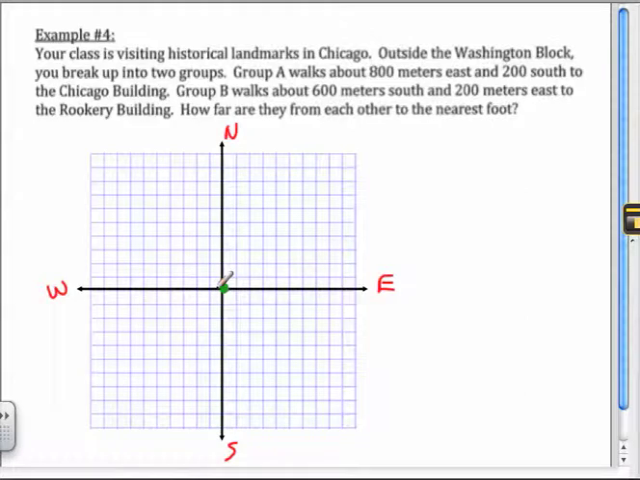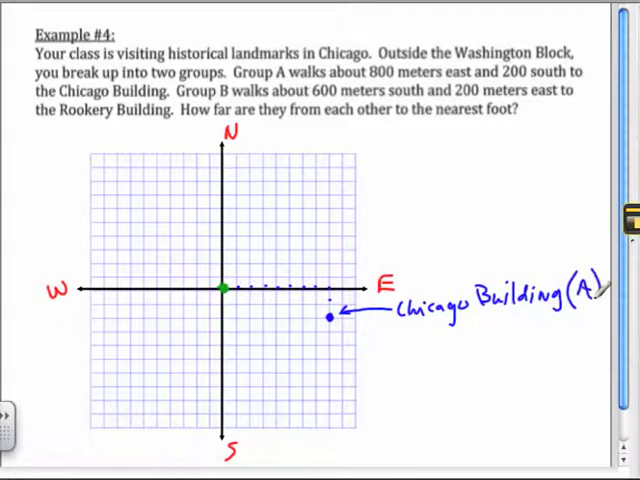And Group A walked 800 meters east. So I'm going to let each one of these count for 100. That's 100, 200, 300, 400, 500, 600, 700, 800. And then 200 meters south, all right? 100, 200. So now they're right here. This apparently is the Chicago building. All right, there we go. That's where Group A is.